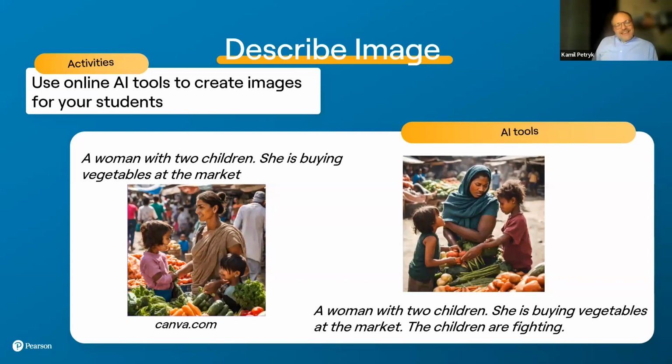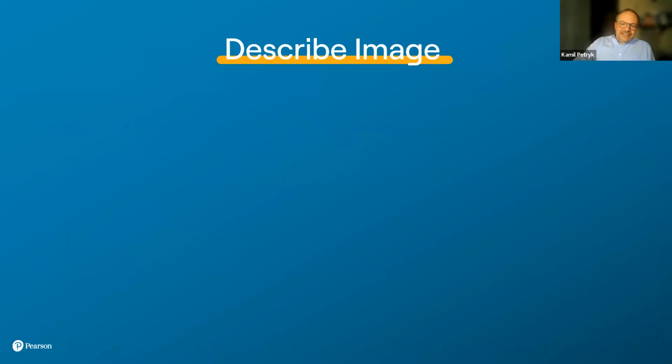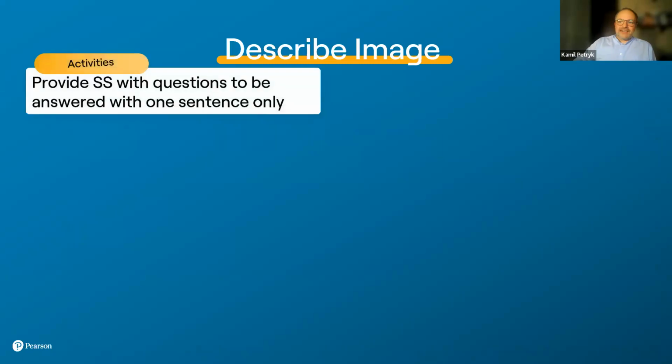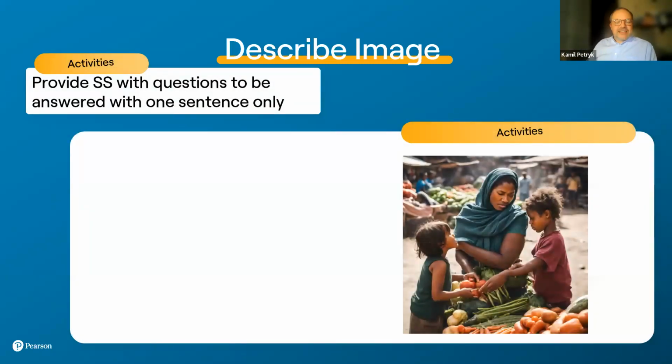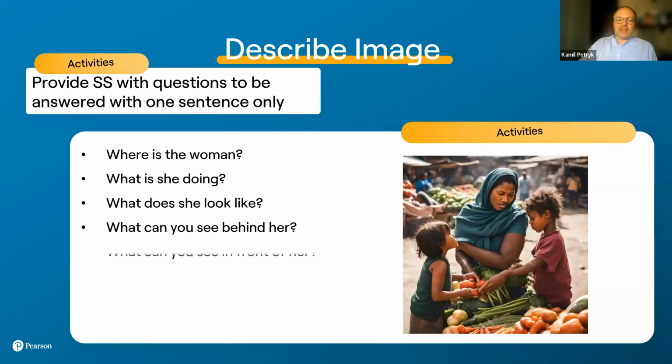So you can create your own images that you can take into your classroom, and then you show students the image, and you provide them with this list of questions that I mentioned, right? So you give them a list of questions to be answered with one sentence only. You can set it for homework, or do it in the classroom. So, for example, where is the woman? What is she doing? What does she look like? What can you see behind her? What can you see in front of her?